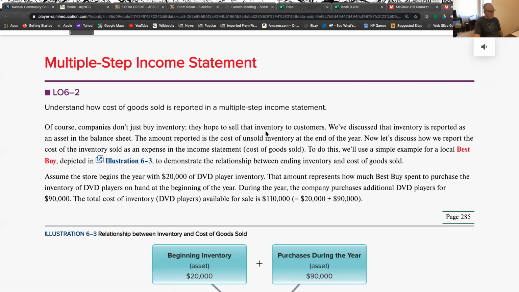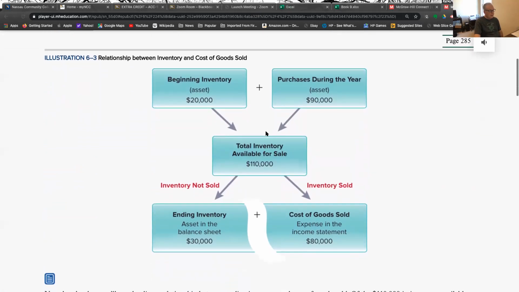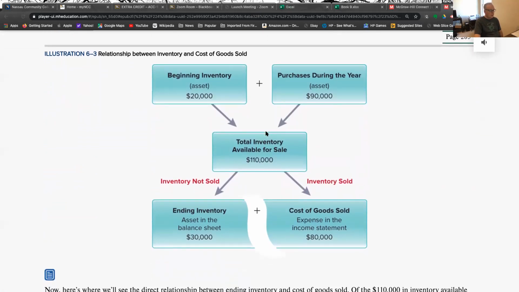So let's take a look at that income statement, multiple step income statement. This is something that you probably should take some time reading. Now, they explain to you cost of goods sold, right? We've seen cost of goods sold before. Just briefly, cost of goods sold applies to companies that sell merchandise, whether they manufacture the merchandise or they buy the merchandise from somebody and resell it.